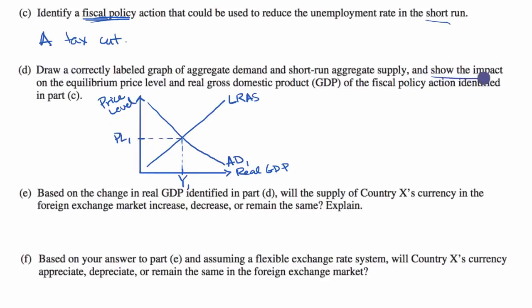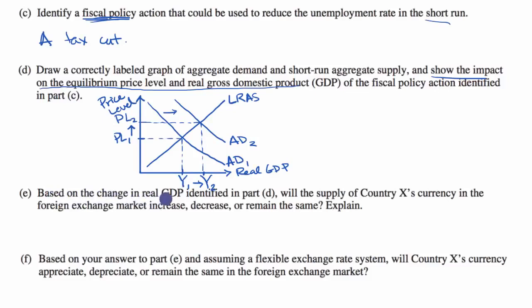And they say to show the impact on the equilibrium price level and real GDP. Well, as I mentioned before, if you have a tax cut, you're going to have more money in people's hands, and it's going to shift aggregate demand to the right. So that's aggregate demand 2. And so you see that that led to an increase in real GDP and an increase in our price level. So that's price level 2. And I think I did everything that they wanted me to.